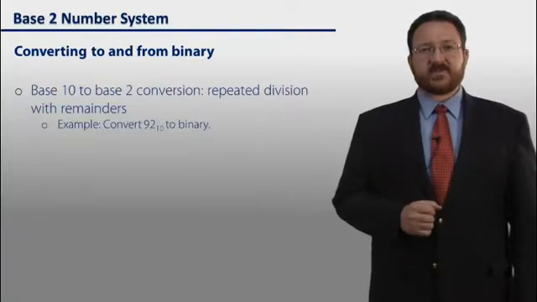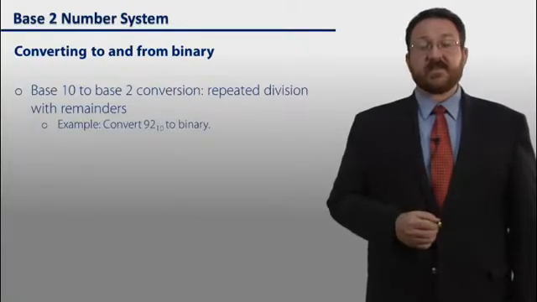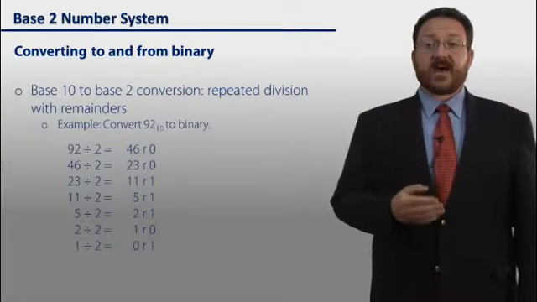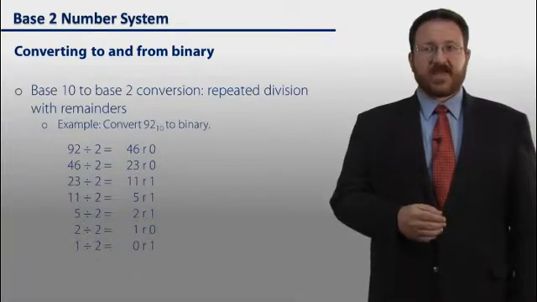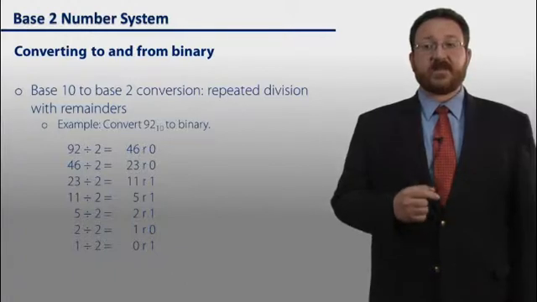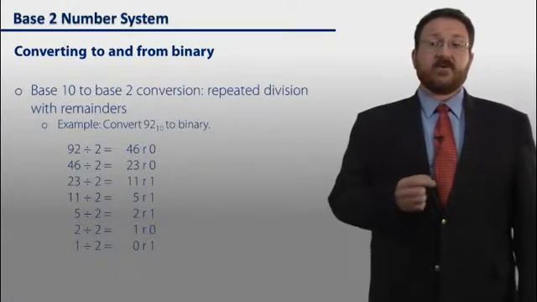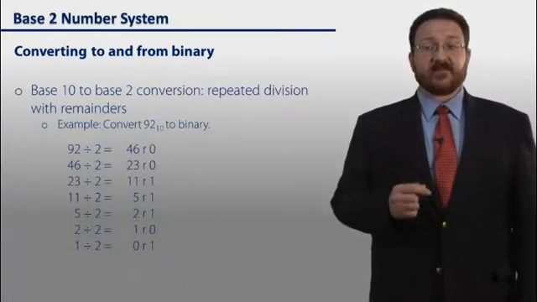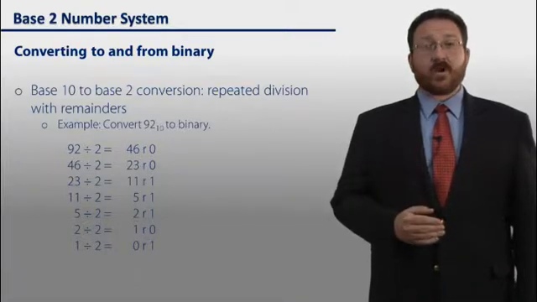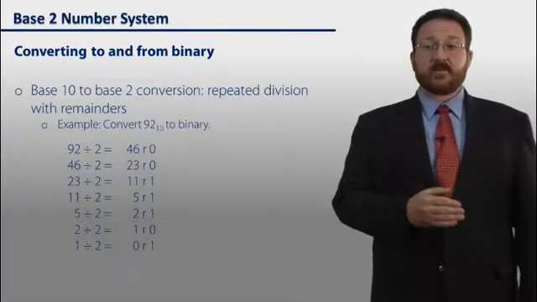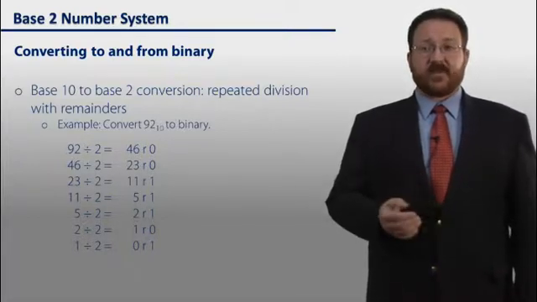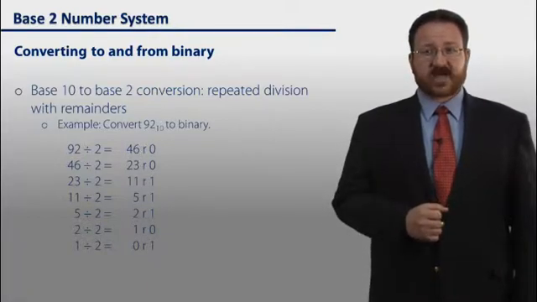So, for example, to convert from 92 base 10 into binary, we would divide 92 by 2, and we would get 46 remainder 0. We would divide 46 by 2 and get 23 remainder 0. We would divide 23 by 2 and get 11 remainder 1. And so on all the way to the bottom where we divide 1 by 2 and get 0 remainder 1. And this is where the conversion stops.